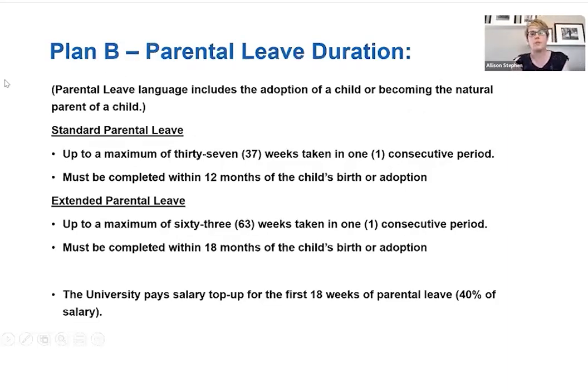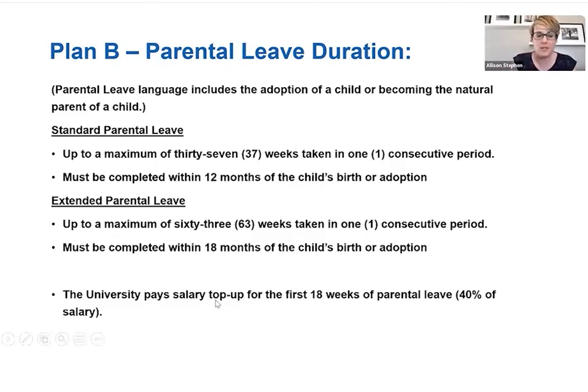So the duration of the parental leave for standard would be 37 weeks and extended leave would be 63 weeks. So a standard basically would be if it's for a woman having a baby and she's taking the maternity leave as well, maternity leave plus the parental leave, they would be gone for, I'm going to get to another piece where there's also an unpaid leave portion, but the standard leave is basically 12 months or less, and the extended leave would be for an 18-month leave or less.